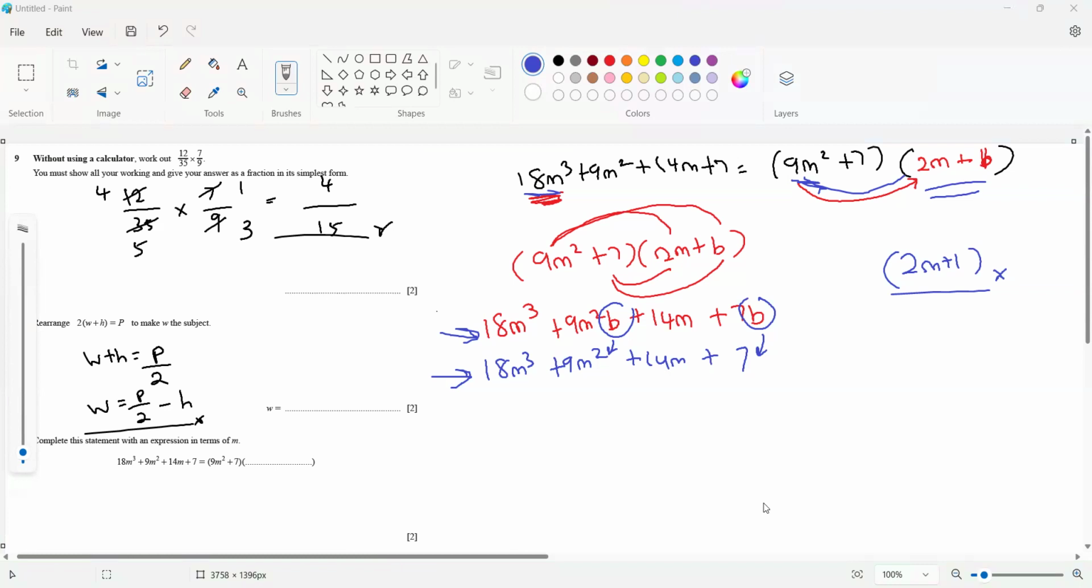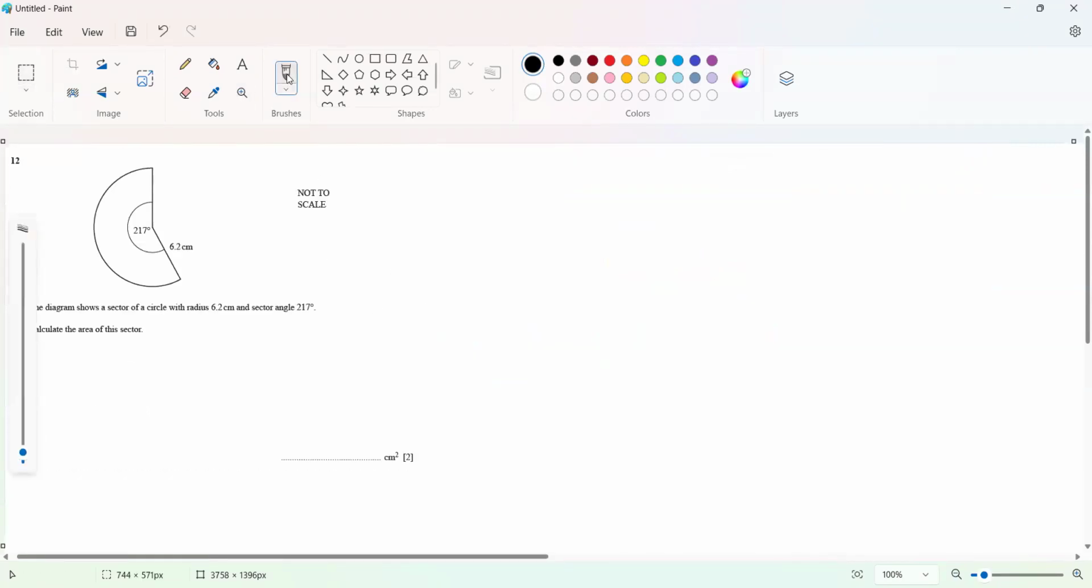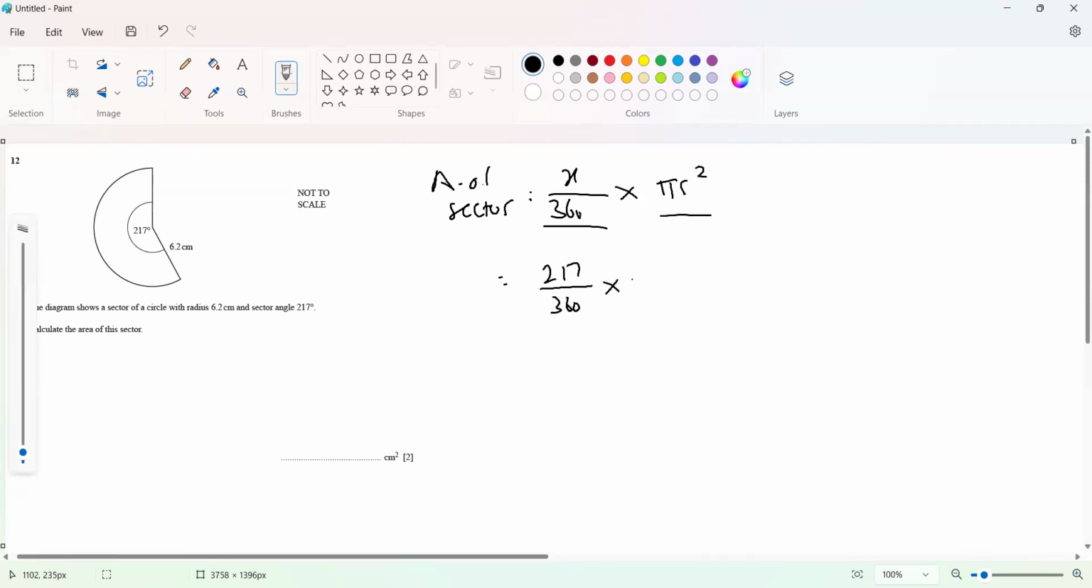So number 12, we have a sector of a circle, pretty big one. So from here, the sector is given as follows, radius 6.2, and so on and so forth. Calculate the area of the sector. So for this case, we have the area of sector formula, which is not given, but more like remembered, as x over 360 times pi r squared. It's just pi r squared with the angle that we are looking at. So from here, angle is 217 over 360 times pi times the radius squared, which is 6.2 squared. So from here, it is just purely calculated work after writing the working down. That will give us 72.8 cm squared, correct to 3 significant figures.